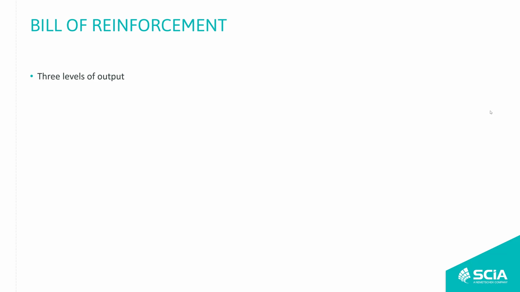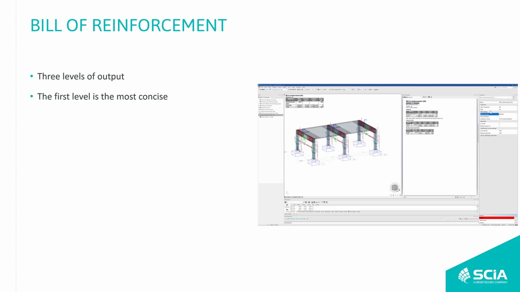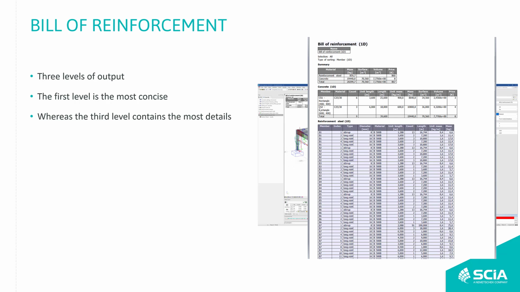We developed 3 levels of output for the bill of reinforcement. The first level is the most concise one, and it consists just of the table related to the amount of the material used in the structure. You can see it in the report preview, and also in the 3D window. You can see here the table, because there is nothing to display on a structure. You have a very simple table with mass and volume and possibly other information.